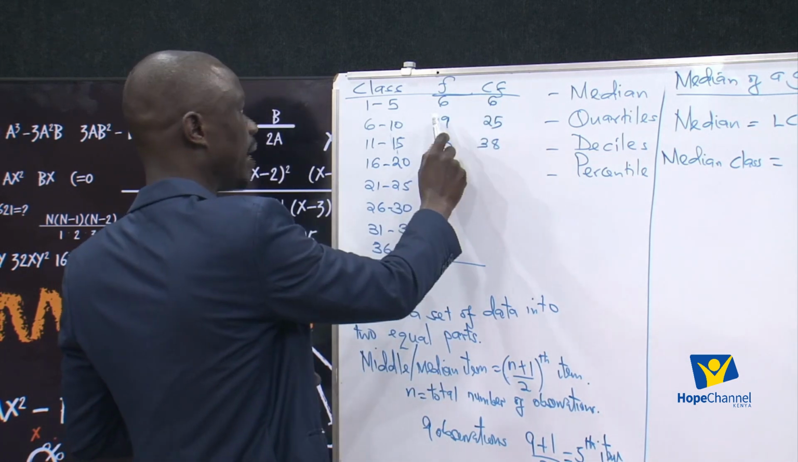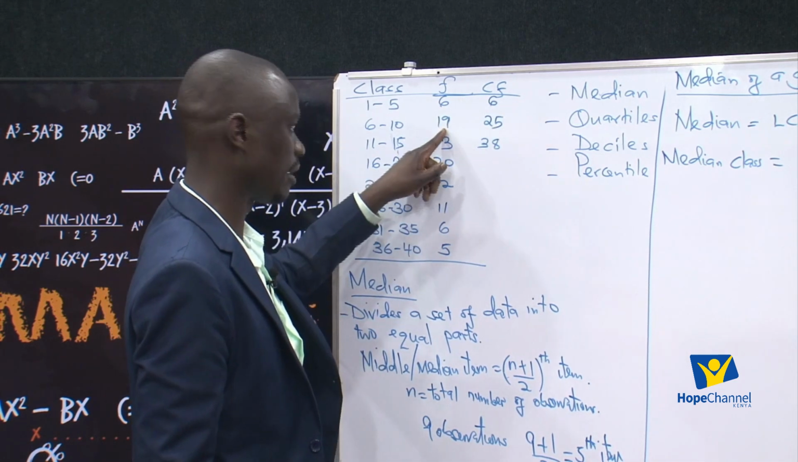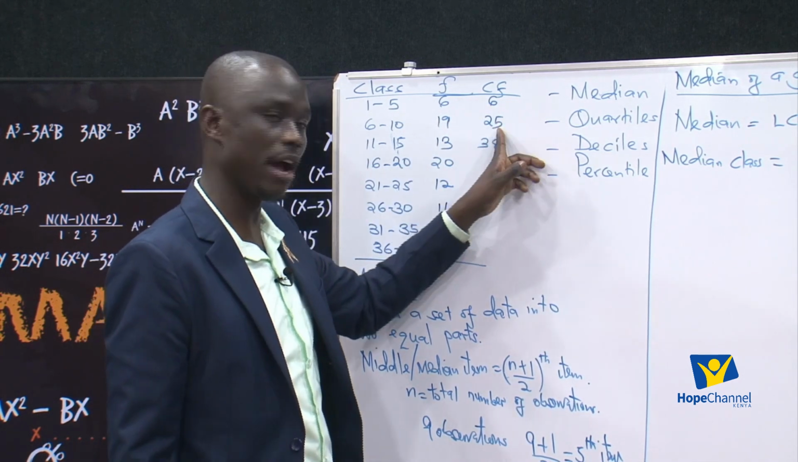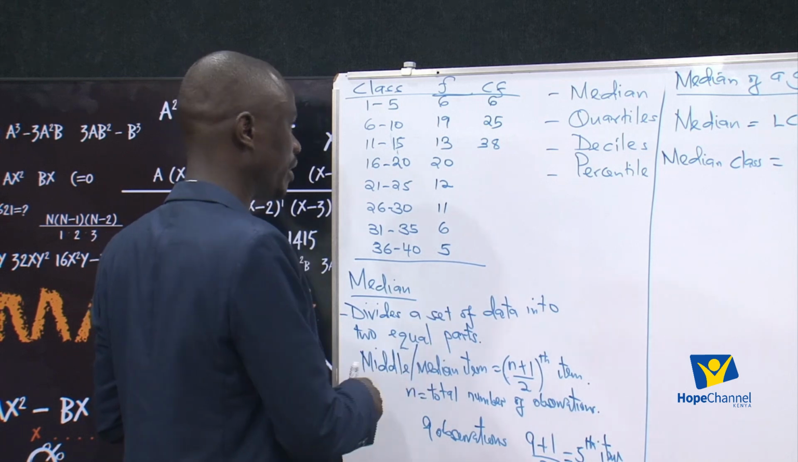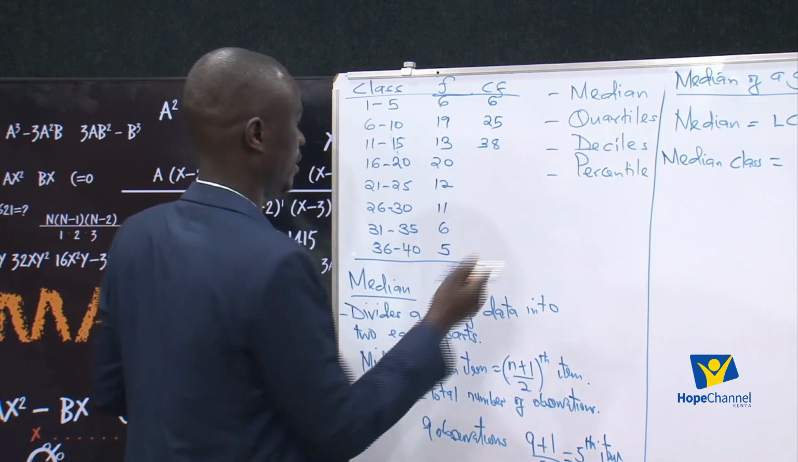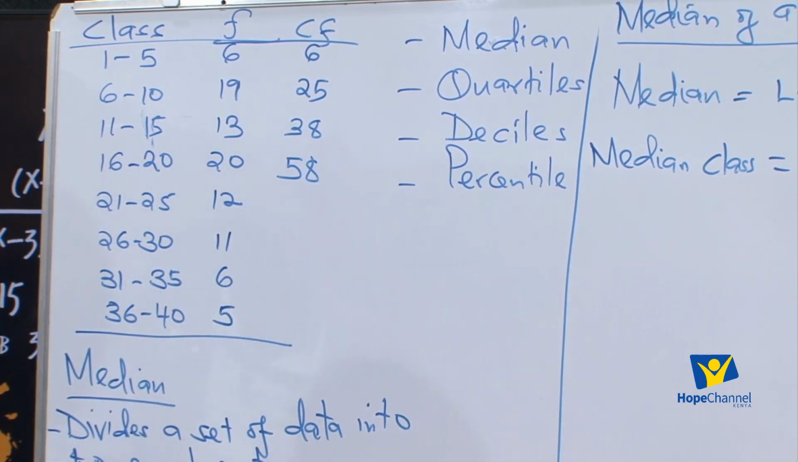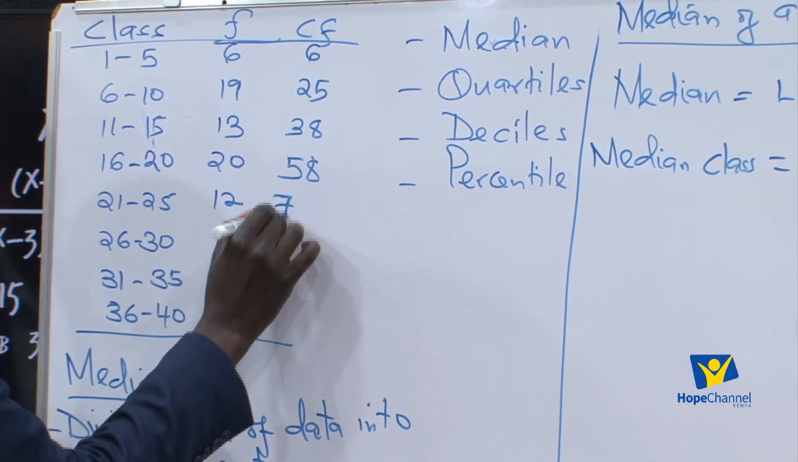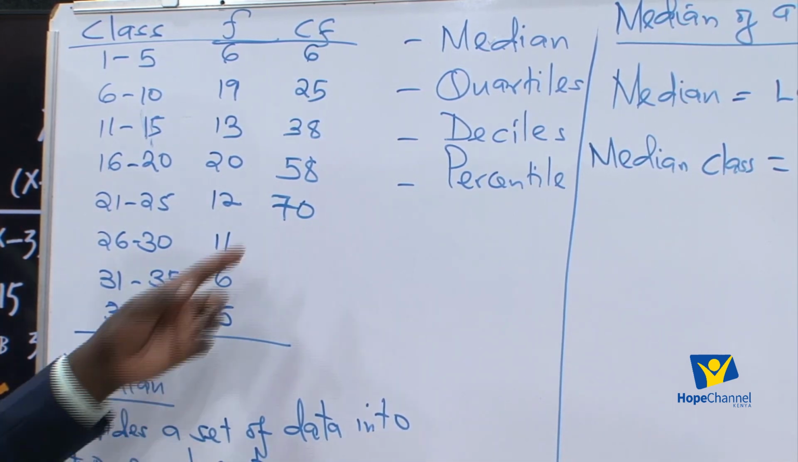Because at the first one we only have 6, then the second class has 19. So 6 plus 19 will give us 25. 25, if we add to 13, should give us 38. We continue that way. 38, you add to 20. 38 plus 20 will give us 58. So 58 now we add to 12. 58 plus 12 will give us 70.